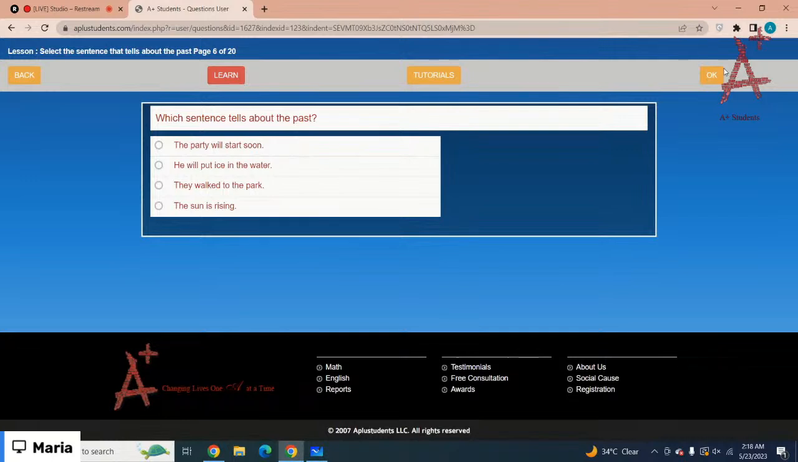Which sentence tells about the past? The party will start soon. He will put ice in the water. They walk to the park. The sun is rising. So, which is the correct option? That would be the one with the ed. So, it would be they walk to the park. Option number 3 is the correct option.